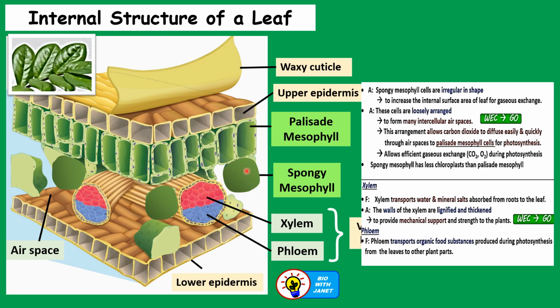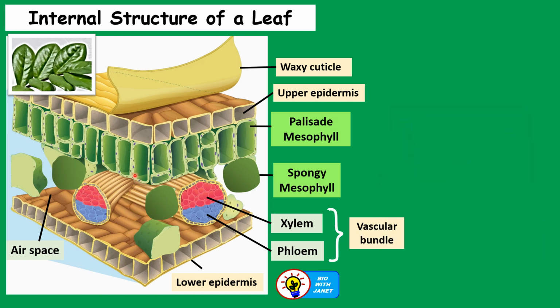So why is it that the spongy mesophyll cells are loosely arranged? It is to form many intercellular air spaces, as you can see here, to allow carbon dioxide to diffuse easily and quickly through these air spaces to the palisade mesophyll cells for photosynthesis. If the spongy mesophyll cells are all packed tightly here, then carbon dioxide will have difficulty diffusing through them to the palisade mesophyll cells for photosynthesis. So these air spaces are very important.